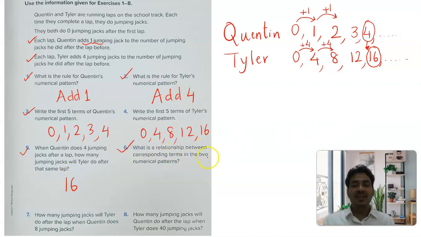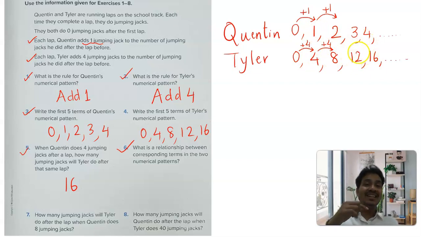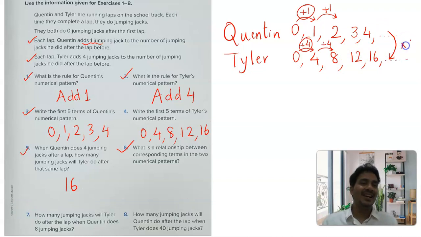What is the relationship between the corresponding terms? Now, as you can see, there is certainly a relationship between the corresponding terms of Quentin and Tyler. So 0 is 0, 1 becomes 4, 2 becomes 8, 3 becomes 12, 4 becomes 16. You can clearly see even from here that this is 4 times. This is 4 times. So clearly the corresponding relationship is times 4.